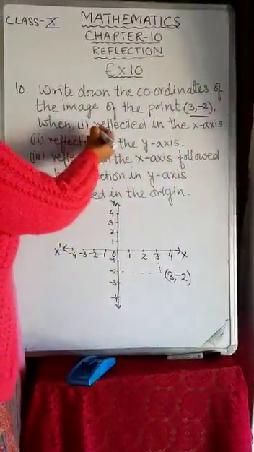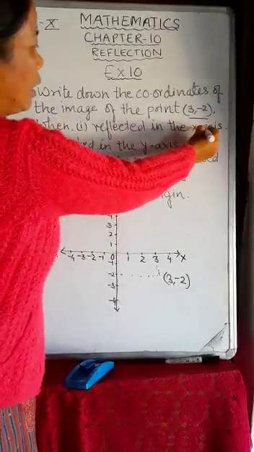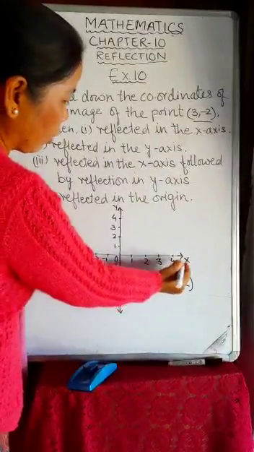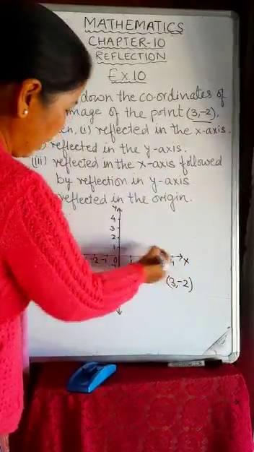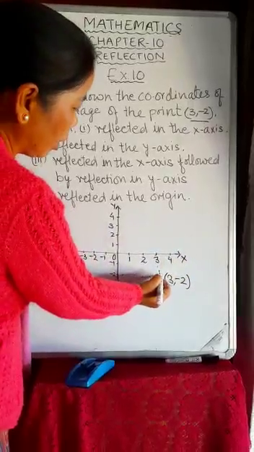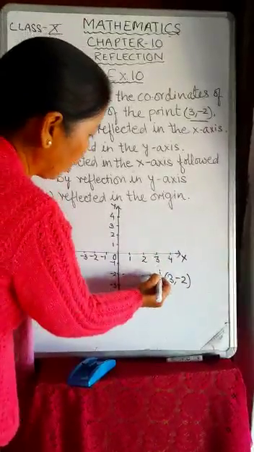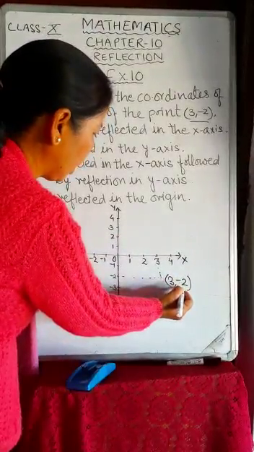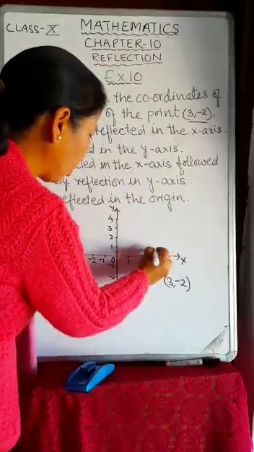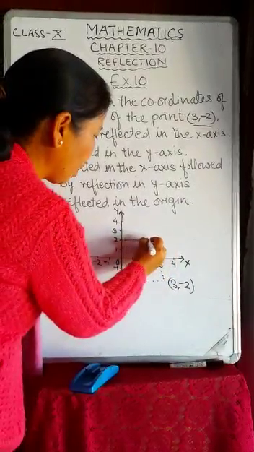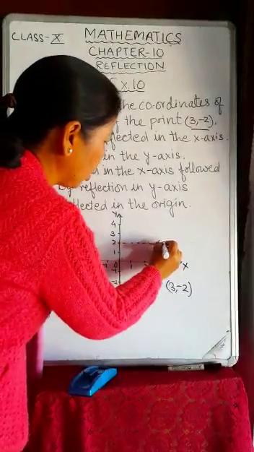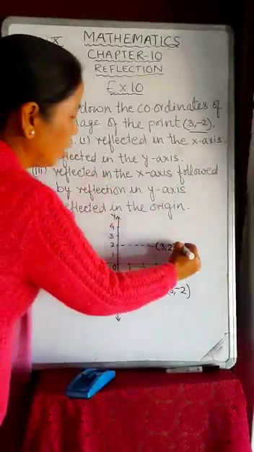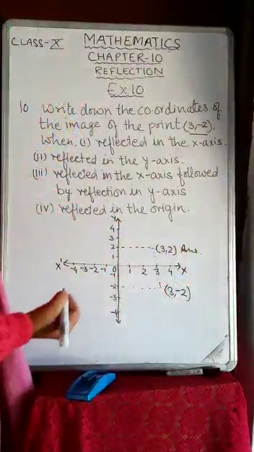Now the first part of the question is reflected in the x-axis. Now this is the x-axis. When this point is reflected on this line, the x-axis will be taken as the mirror. The reflection will come to this side, and here both abscissa and ordinate will be positive as I told you earlier. So the point will be here, and the coordinate of this point is 3 and 2. Right children, this is the answer of the first part of the question.